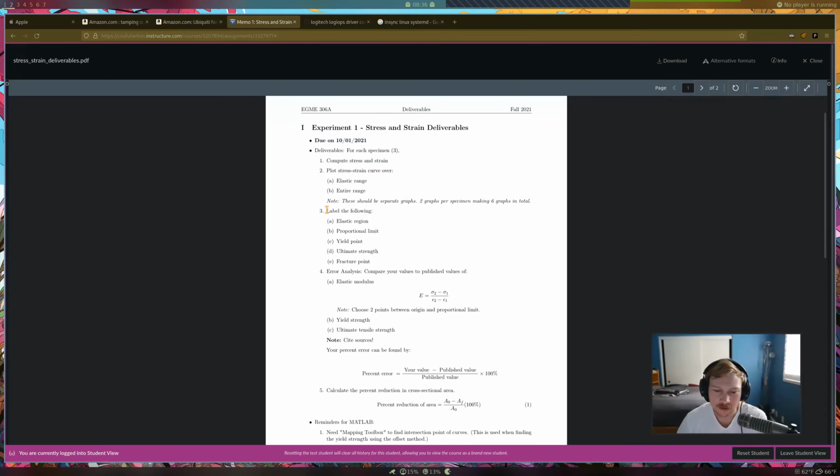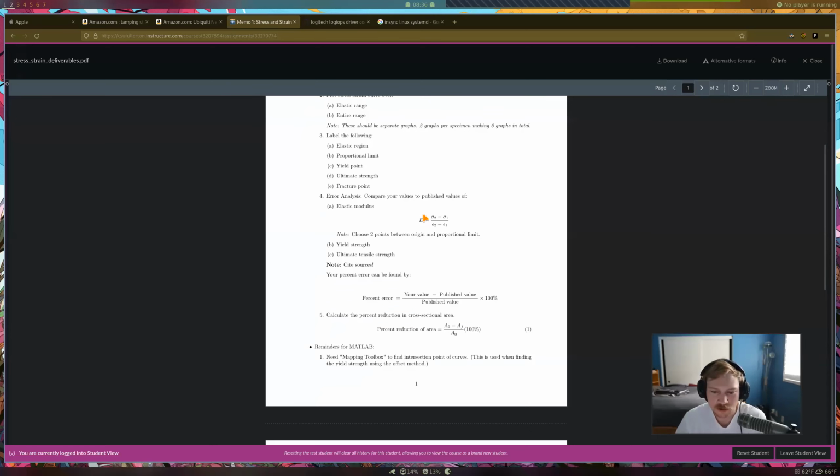Okay, the other thing you have to do is label some of these regions of interest. I show you how to do that in the video as well. There are two different ways you can label things. You can use the gtext command, which lets you just click where you want to have a label, or you can use the text command in MATLAB, where you actually specify the X and Y location.